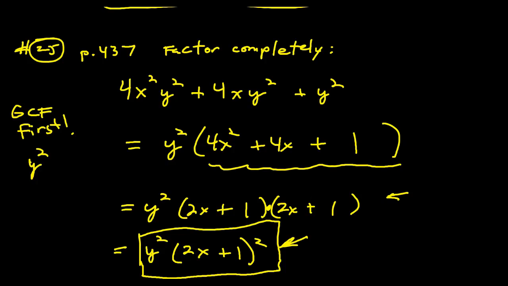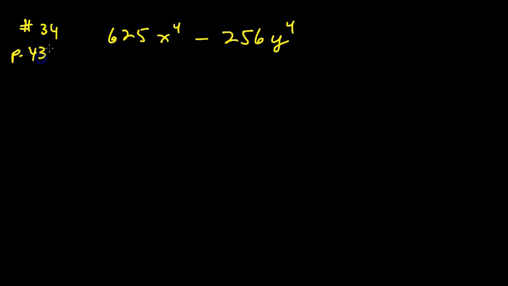All right, let's see what else we can cook up here. I'm thinking about number 34 in the homework list. In the exercise list, 34, we've got 625x to the 4th power minus 256y to the 4th power. A lot of students will panic on a problem like this on test day, but if you keep cool and remember your different types of factoring, we should be able to complete it without too much trouble. It's one step at a time.